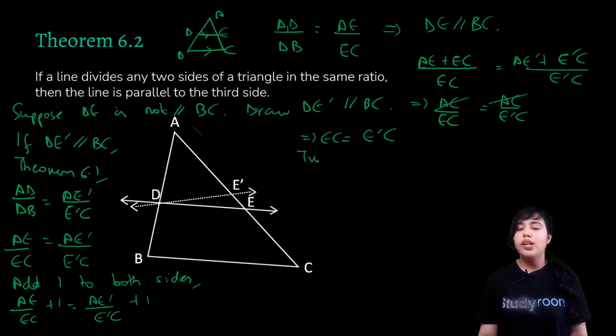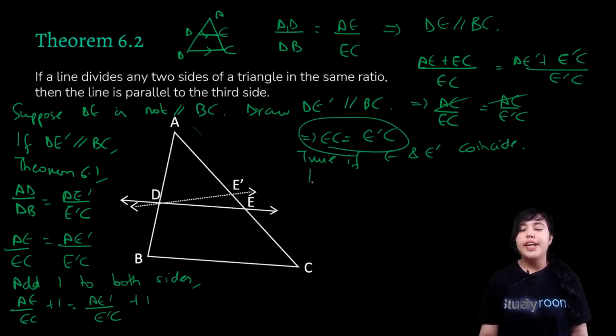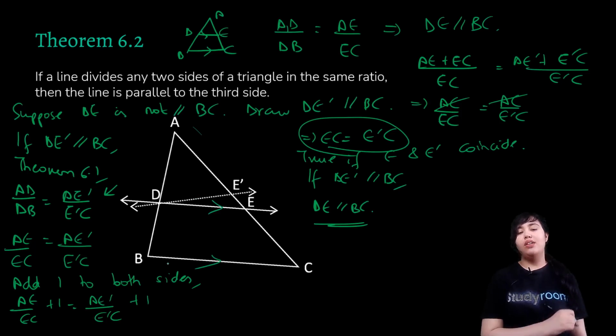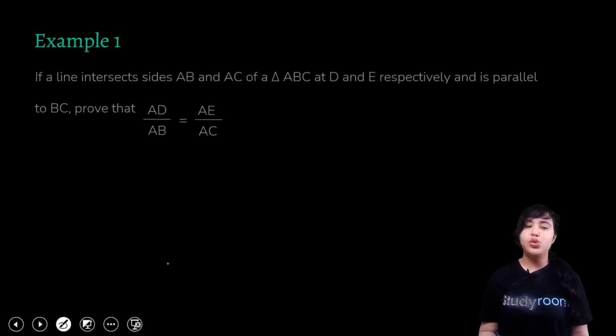Now this can only be true if E and E dash coincide. Coincide means E and E dash are the same points. So in that case only we can say that this is true, which means that if DE dash is parallel to BC, then DE is also parallel to BC, which is exactly what we wanted to prove, that if AD upon DB is equal to AE upon EC, then your DE turns out to be parallel to BC. So that means the converse of the basic proportionality theorem is also true.